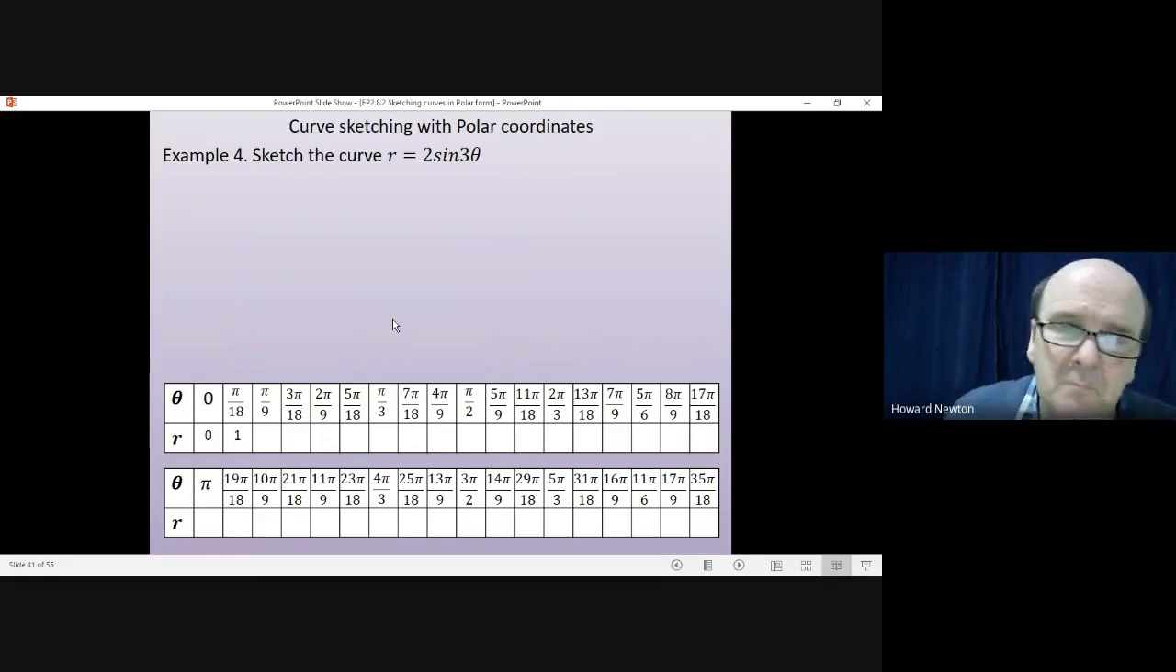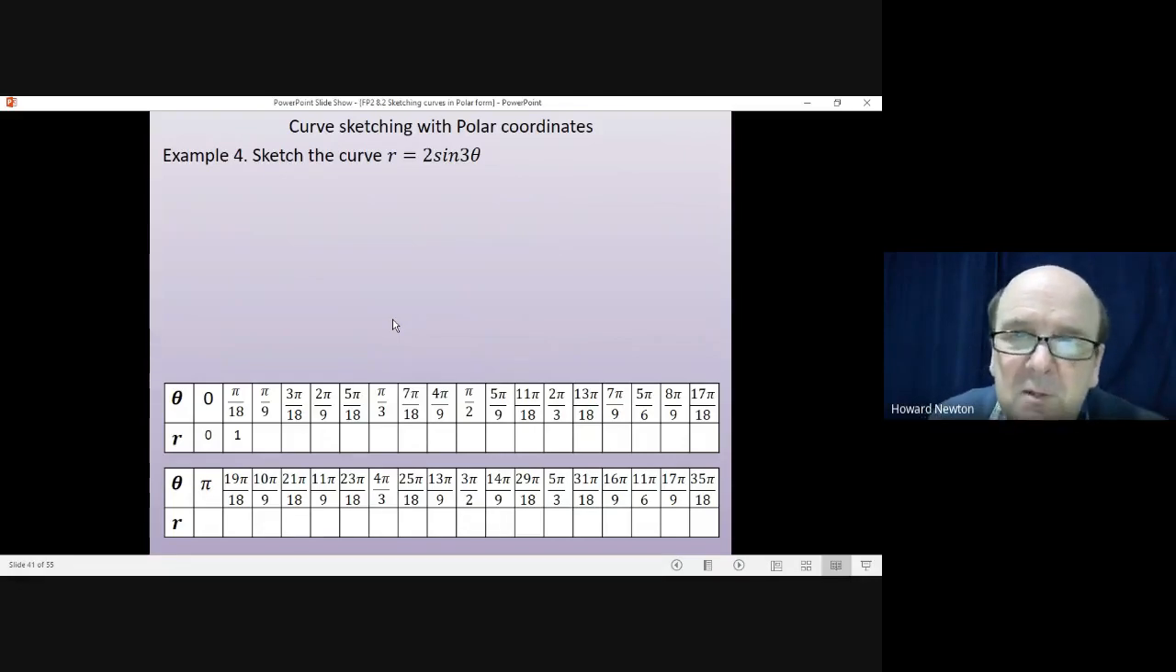Okay, example 4, much bigger table this time. Sketch the curve r equals 2 sine 3 theta. So first of all, fill in the table. This question is quite tricky to do without proper polar graph paper, but try and roughly plot the points as best you can and take a guess at what it looks like when you draw the curve. Now, I'll give you no further hints than that. So see if you can work your way through this, pause the video, come back to me when you're ready.